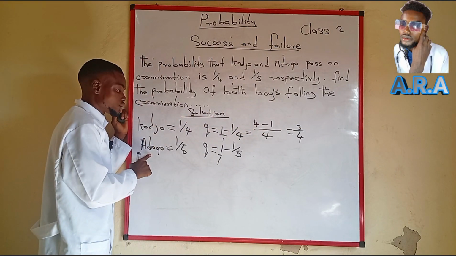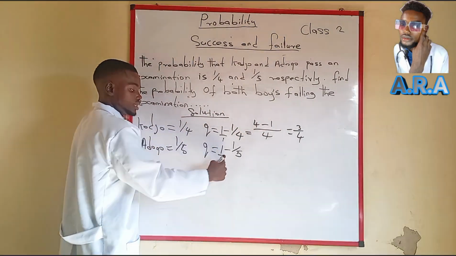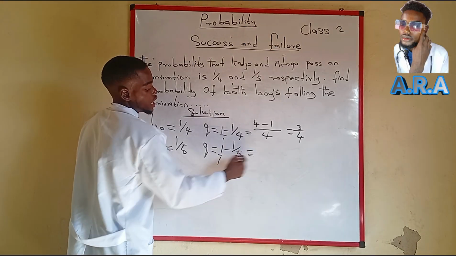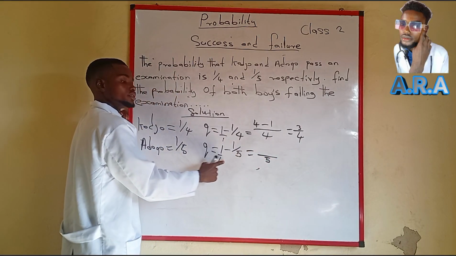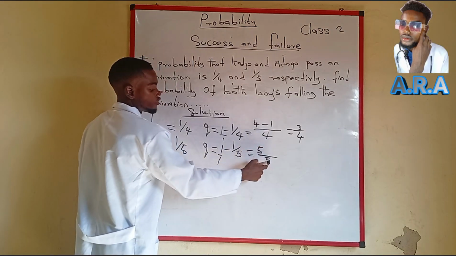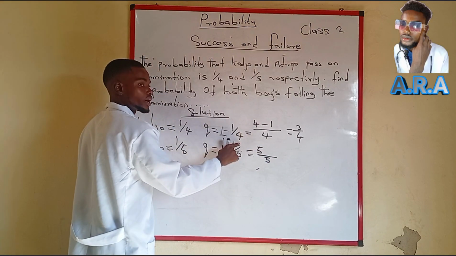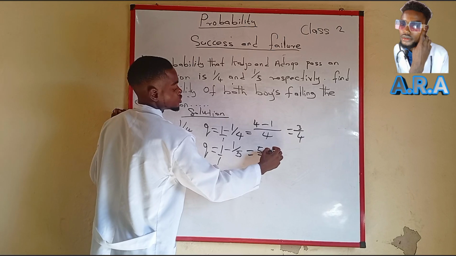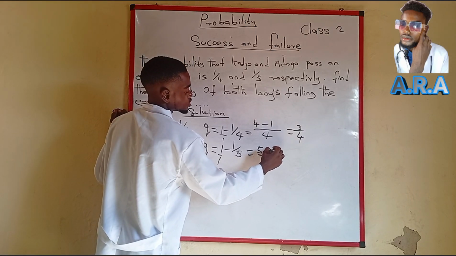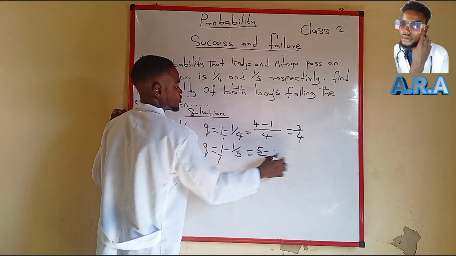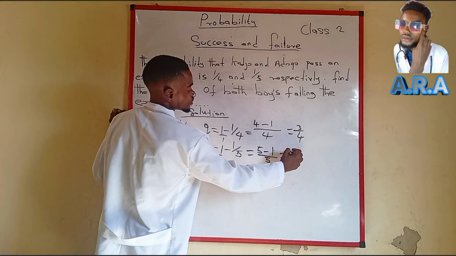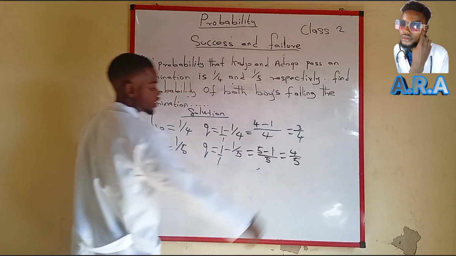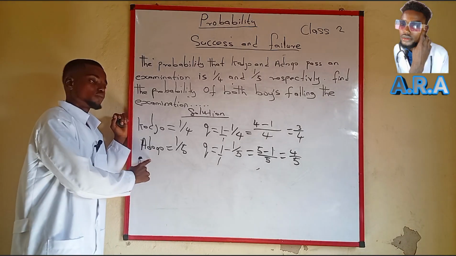Now let's get the failure of Adoko. From here I've already put a dash here, 1, so the LCM of 1 and 5 is 5. 5 divided by 1 is 5, multiplied by 1 is 5. 5 divided by 5 is 1, multiplied by minus 1 is going to give us minus 1, which equals 4 over 5. This is also the failure of Adoko.